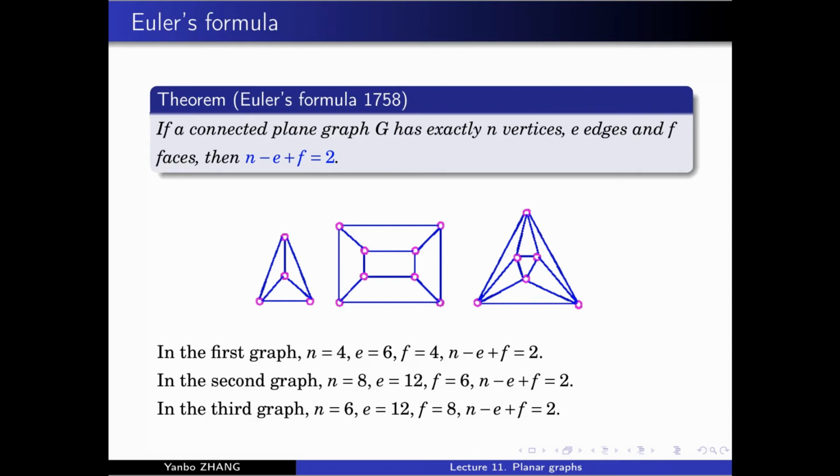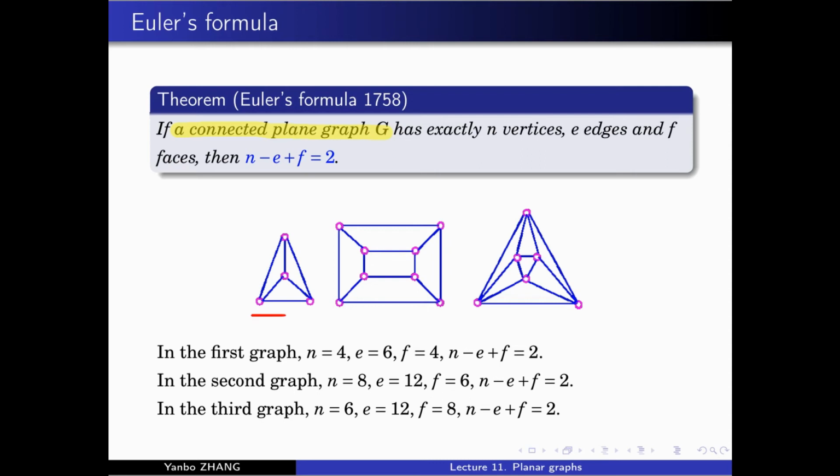Now we come to the second part, Euler's formula. Euler's formula in graph theory was given in 1758. The theorem says that if a connected plane graph G has exactly n vertices, e edges, and f faces, then n minus e plus f equals 2. Note that the prerequisite is G is a connected plane graph.